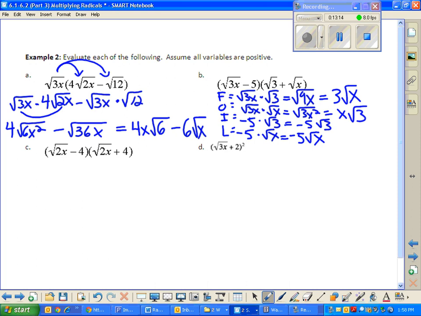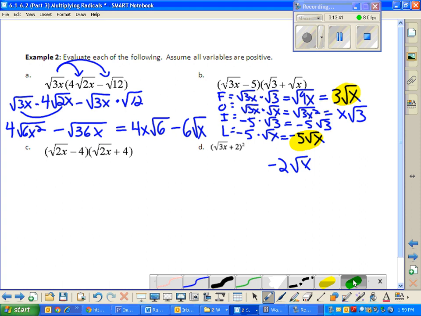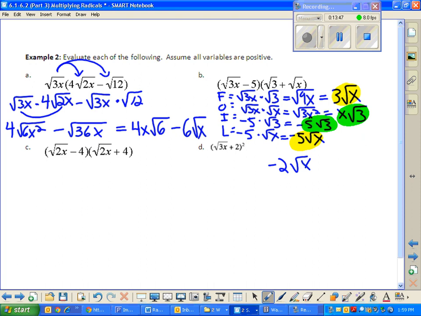The last step that we take care of in this particular problem is to combine our like terms. You have to take your F plus your O plus your I plus your L. So I usually take a minute and look at it. Here's something with root x and here's something with root x. You can put those together. And then I look at these. They both have the square root of 3, but can you combine them? No, very good. So here we get plus x root 3 minus 5 root 3.